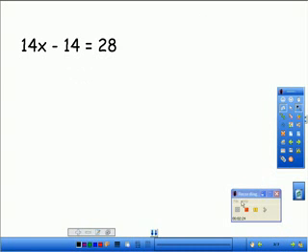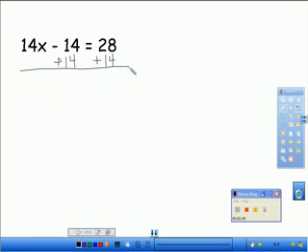Alright, let's go ahead and go to the next one. Here's the next problem. 14x minus 14 equals 28. We're going to do the opposite of minus 14 or negative 14, which is plus 14, and we're going to do it to both sides of the equation. So we're going to add 14 to both sides. The 14 is eliminated. I'm going to bring down 14x on the left side.